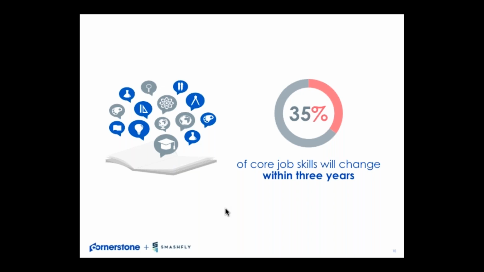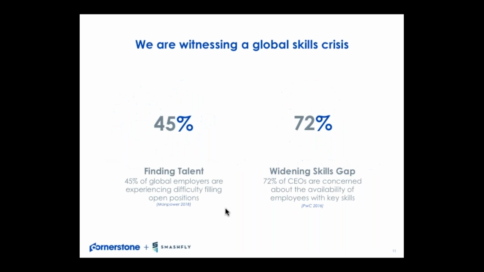If you looked over the next 3 years, 35% of the core job skills will change. I read a different stat recently that said 70% of the jobs that are in there today will change for children that are entering elementary school today, right? So those jobs don't exist today for children that are just entering school. And this stat here is just what's happening over the next 3 years in terms of the core skills.